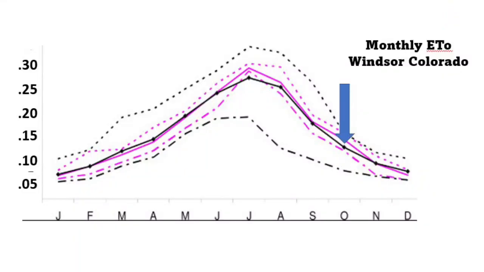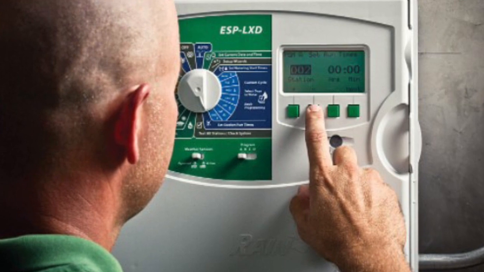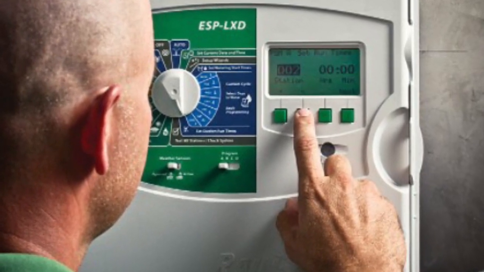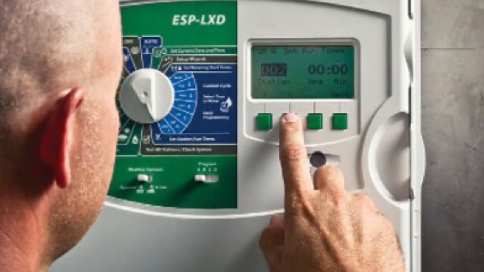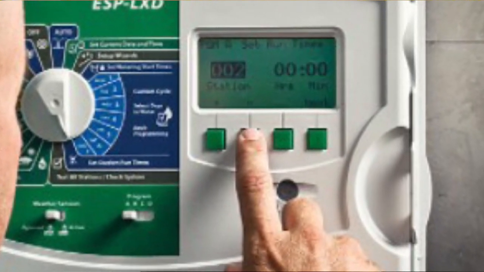By October, the average ETO drops even more, to less than half the summer rates, meaning all irrigation systems should be adjusted down a second time by either reducing the amount of days the irrigation is running or by using the percent adjust feature on your irrigation controller.